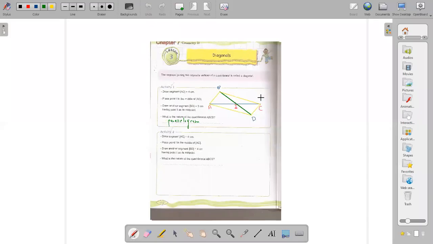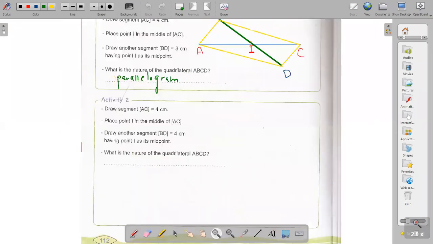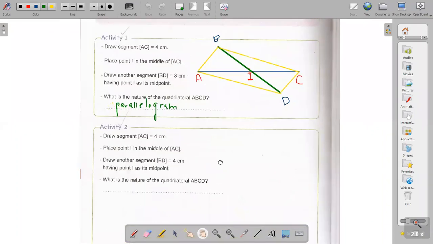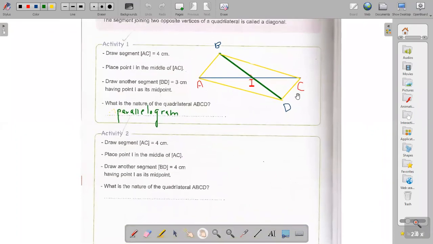We joined the points together, and we said that the nature of this quadrilateral is a parallelogram. It's not a rectangle because the angles here aren't perpendicular, so they aren't right angles. So no right angles, so it's a parallelogram. They look like each other, but the difference is that a rectangle has four right angles, here no.